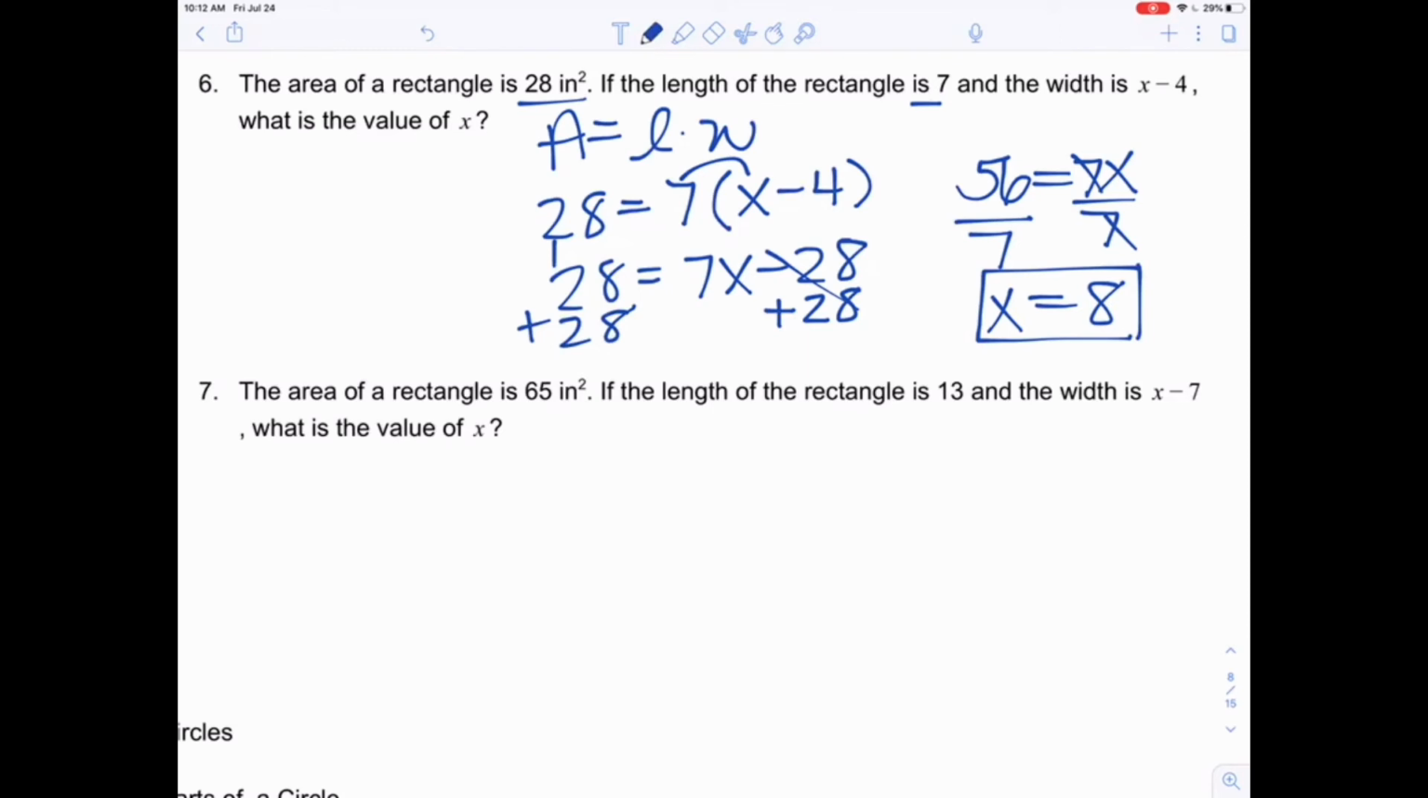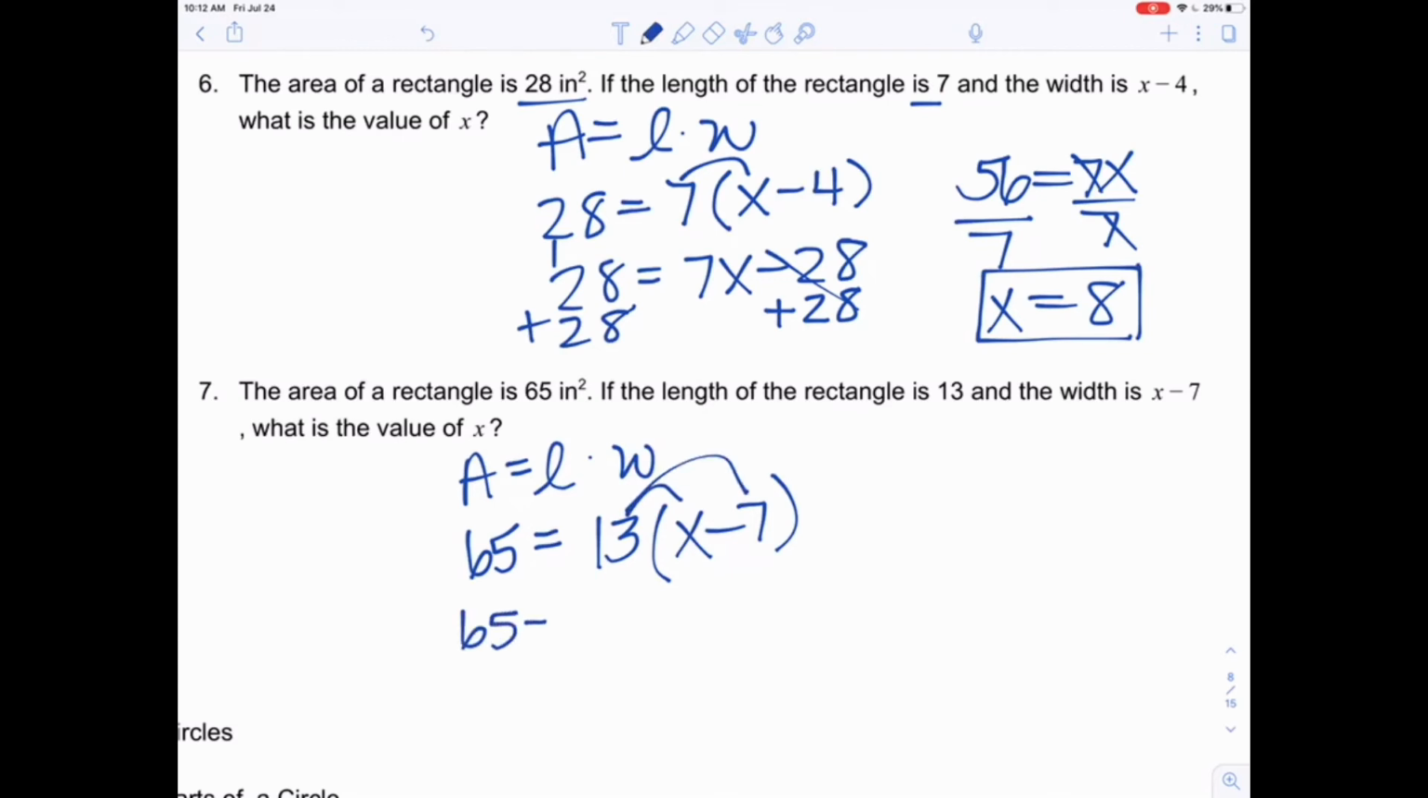Okay, so here we go. Area equals length times width. So I'm going to just plug everything in. Area is 65. Length is 13 times the width, which is x minus 7. So let me distribute stuff. 65 equals 13x minus 13 times 7. 7 times 3 is 21, carry the 2. 7 times 1 is 7, plus 2 is 9. So this is 91. So I'm going to do plus 91, plus 91.